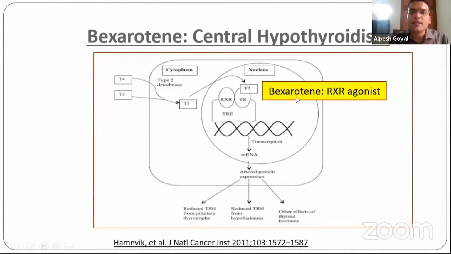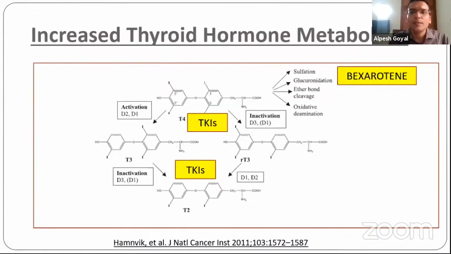So what bexarotene does here is, as we know, in pituitary thyrotrophs you have the thyroid receptor and retinoid X receptor heterodimer complex. Bexarotene causes T3-independent activation of this receptor and then downstream effects, which include inhibition of TSH secretion. Similarly, increased thyroid hormone metabolism through the sulfation and glucuronidation route could be a mechanism by which bexarotene causes an increase in thyroid hormone requirements. On the other hand, tyrosine kinase inhibitors predominantly work at the level of D3, that is, type 3 deiodinase.